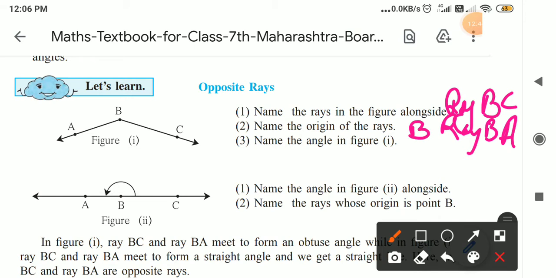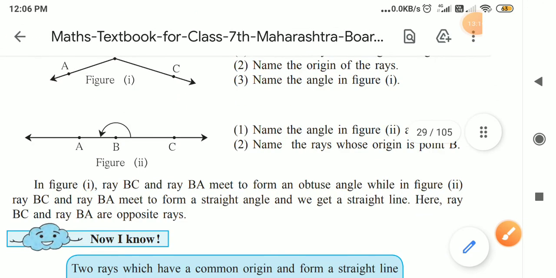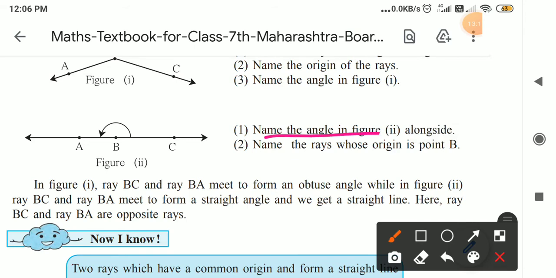And name the angle. Which angle is here? This angle in figure 1 is an obtuse angle. If we measure it from A to C, it is an obtuse angle. Otherwise it is a reflex angle. Now in the second figure, what is given? Name the angle in the figure. It is a straight angle. All of you have studied it.